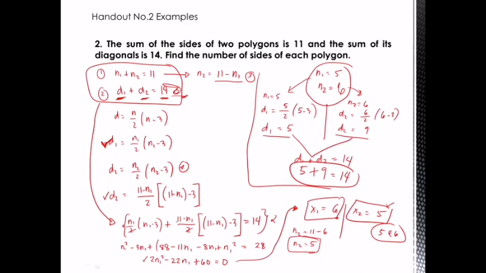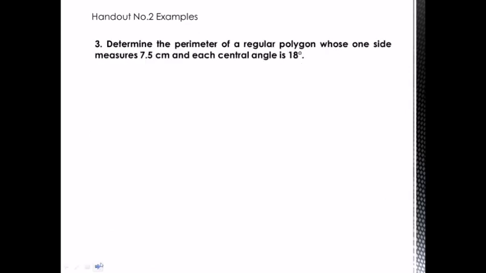Okay. Next, last problem. Determine the perimeter of a regular polygon whose one side measures 7.5 centimeters and each central angle is 18 degrees. So for the perimeter, your S is 7.5 cm and your central angle is 18 degrees.